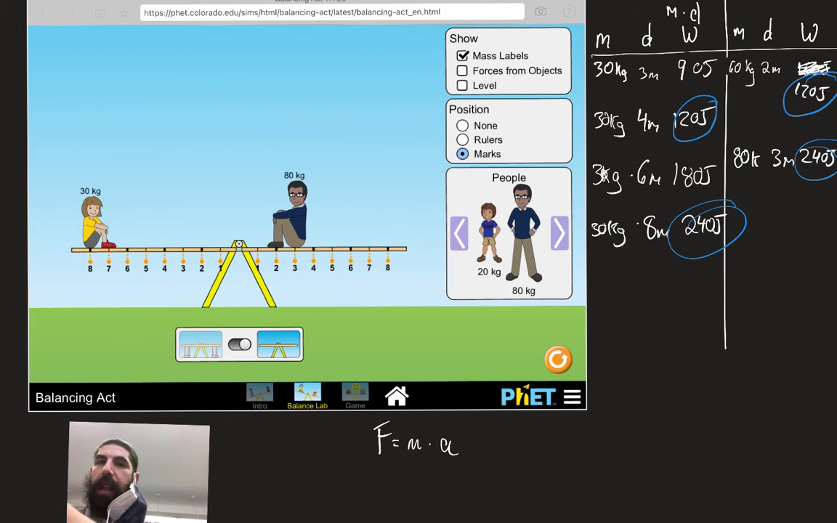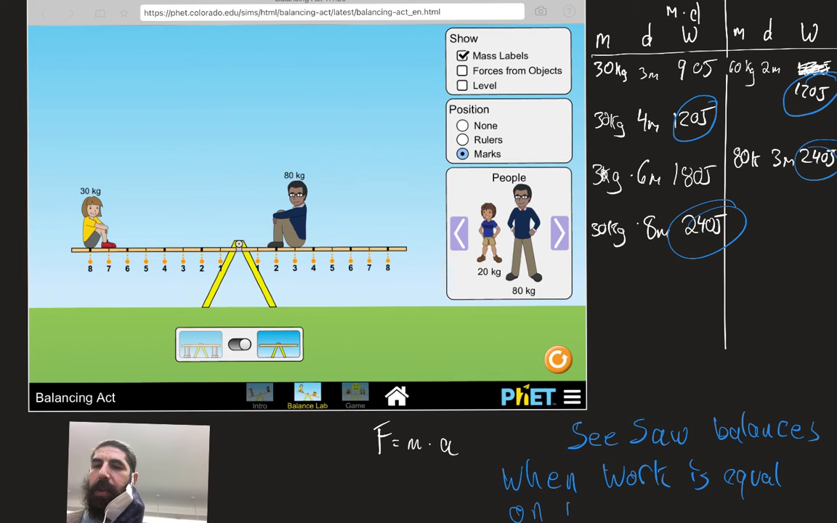We can say that there's balance when the work is equal on both sides. The seesaw balances when work is equal on both sides. You'll need this to help you with your lab report. Make sure you write this down and that you have this data.